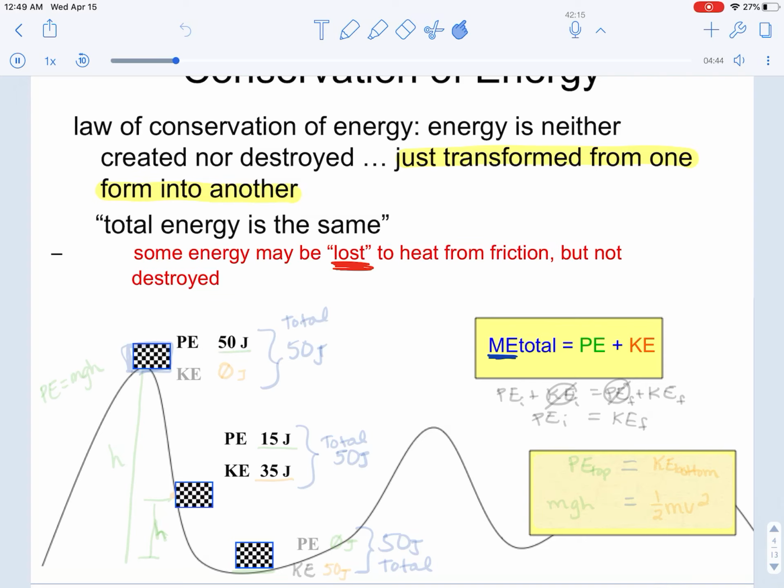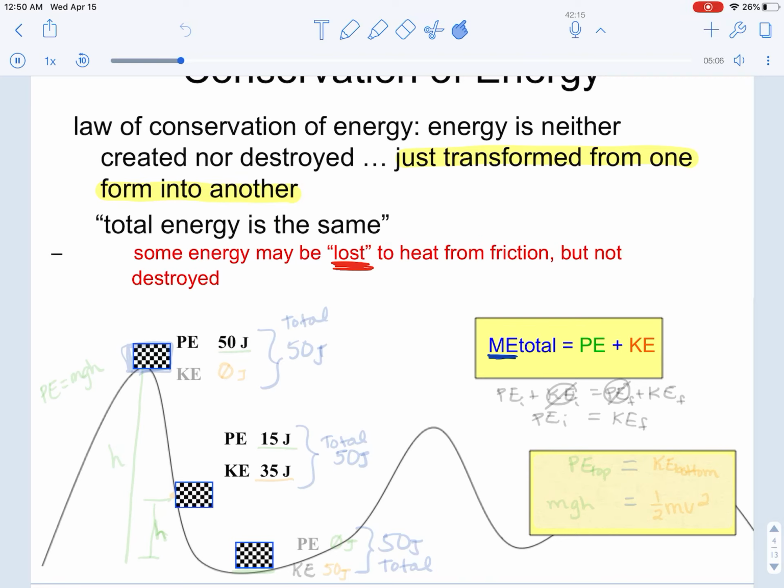So we're going to look really quickly at this drawing over here. Let's assume that this is an object. You can call it a roller coaster. You can say that it's some kids on a sled at the top of a hill, whatever you want it to be. Let's say that we somehow know the height of our hill.